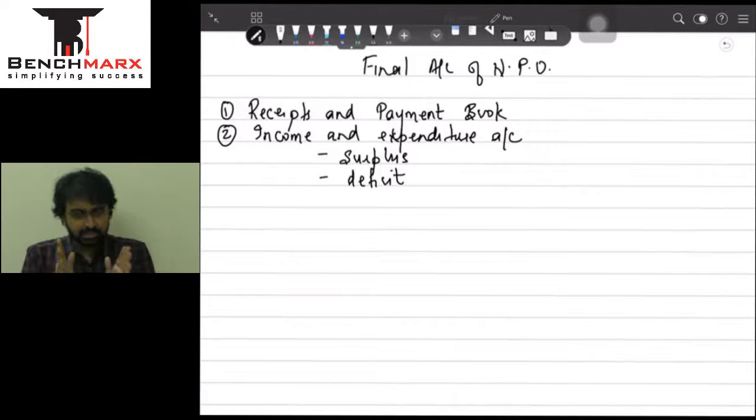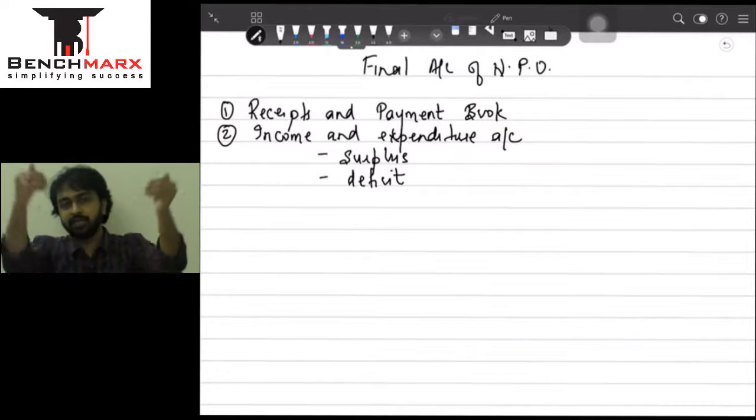Theek hai? This is the pure basics of the chapter. We are not into purchase and sale. We are not into manufacturing probably, but we are generally providing a service. Service can be a college, school, hospital. All these things are generally NPOs, and we have to do the final accounts of the NPOs.